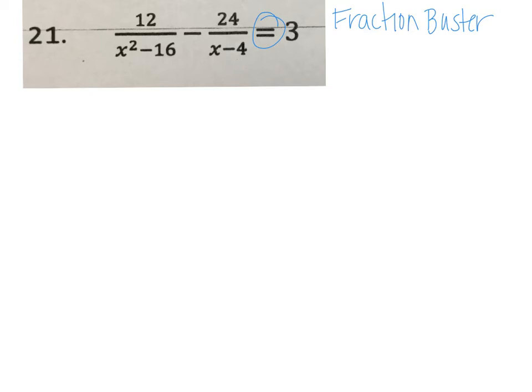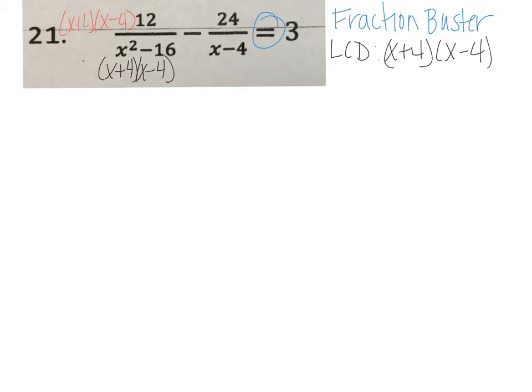We are going to look at the LCD, and if I factor x squared minus 16, I get x plus 4, x minus 4. So my LCD is going to be x plus 4, x minus 4. Now my goal on this problem is not to get a common denominator and add everything together, but to use my common denominator to eliminate the fraction. So what I'm going to do is multiply by x minus 4, x plus 4, in the numerator of each fraction.